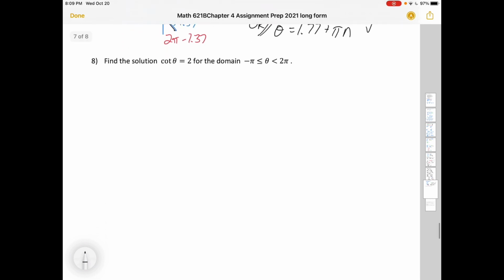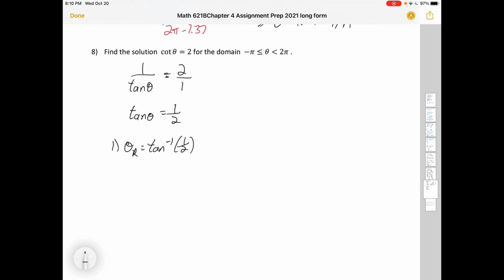One last one. Cotangent of theta equals 2. So again, we're going to want to rewrite this in terms of primary trig ratios. 1 over tan equals 2 over 1. Everything's secretly a fraction over 1. So tan theta is 1 over 2. And we're ready to roll. Reference angle. That's what inverse trig is for, if we're in the calculator part. Otherwise, we'd probably use our unit circle.